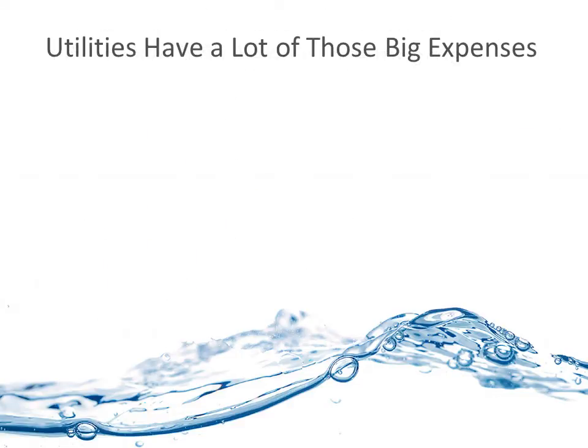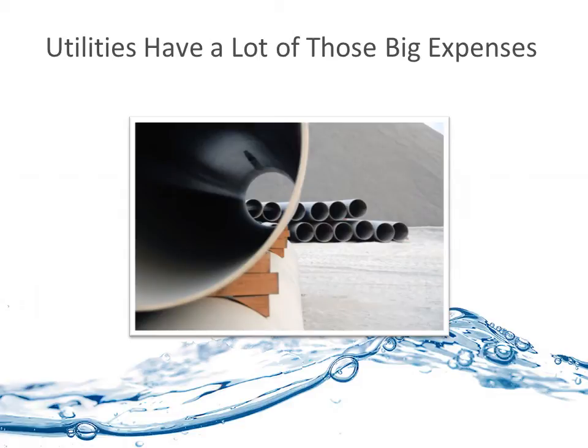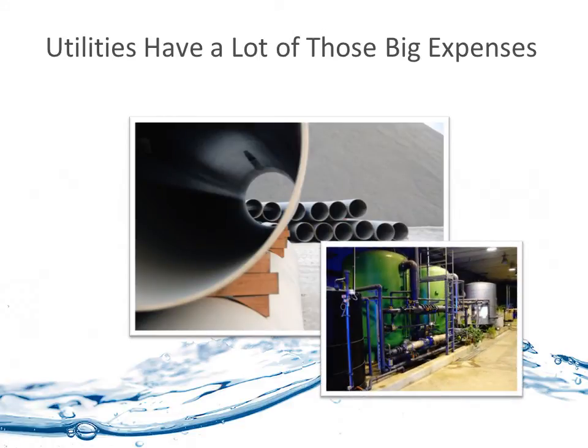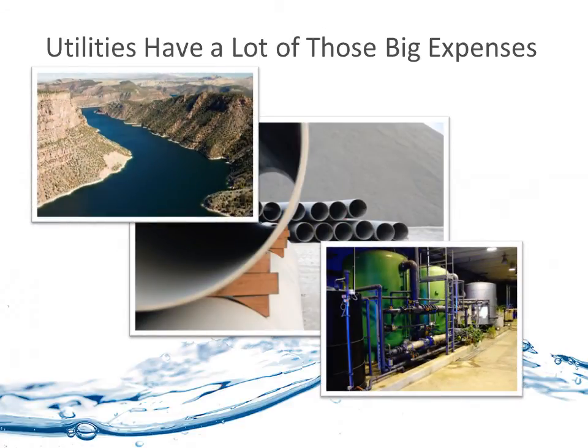Water and sewer utilities have a lot of those big expenses, like our new roof. Things like pipelines and water treatment equipment and the land and water that needs to be purchased to run a utility and provide service to customers can cost tens of millions of dollars, even for small utilities, and can easily cost hundreds of millions, if not billions of dollars, for much larger utilities.